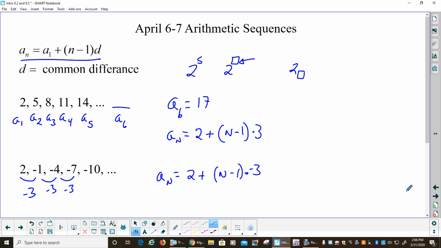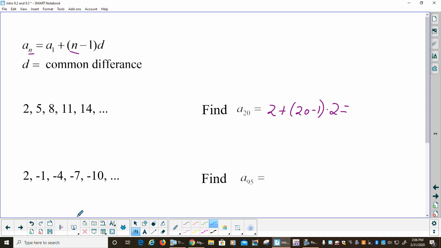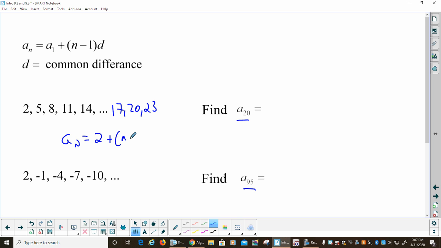So, what they're going to be asking you to do in your homework is to find, say, the 20th term, or in this example, the 95th term. You're not going to do it manually by going 17, 20, 23, and counting out 20 terms, or in this case, the 95th term. What you can do is use the formula to find it. So, coming up with that formula again, A sub n is equal to your first term plus n minus 1 times d. They're looking for the 20th term.